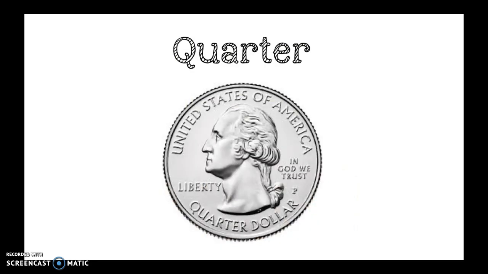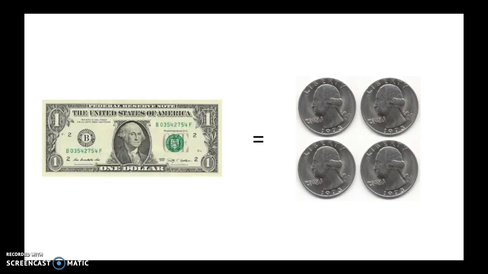Let's look at the quarter. So the quarter is 25 cents. So how many quarters do you think we would need to make $1? Did you say 4? I agree. 4 quarters makes a dollar. You've got 25, 50, 75, 100. 100 cents, which makes a dollar.